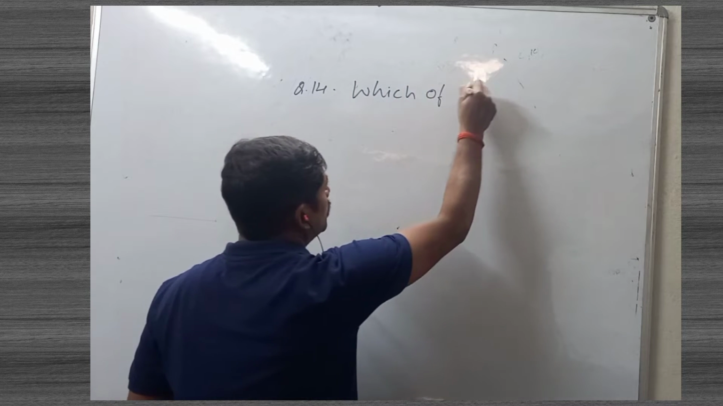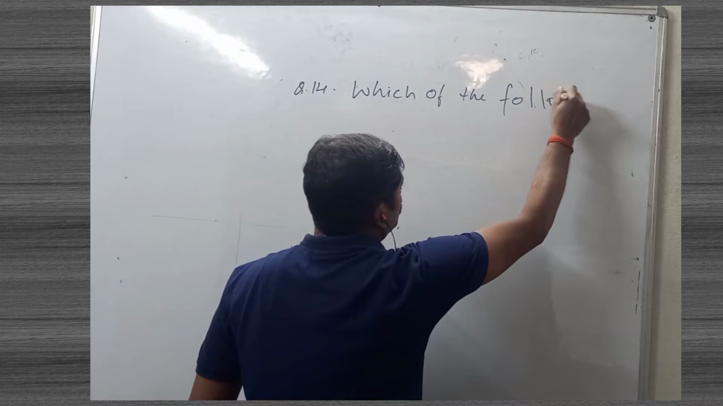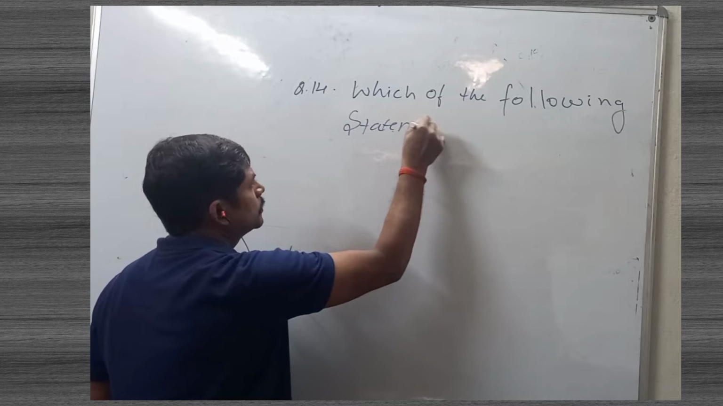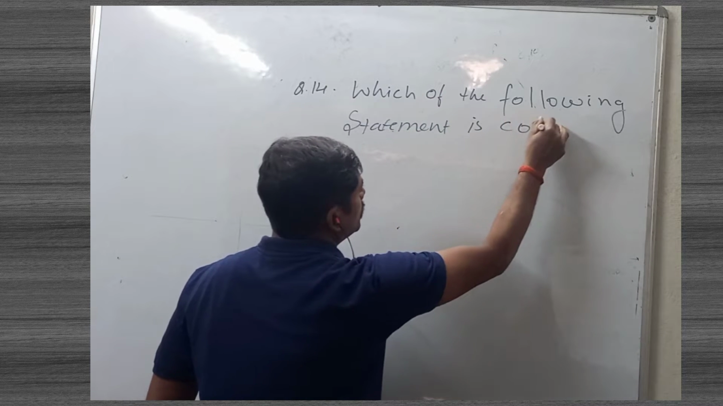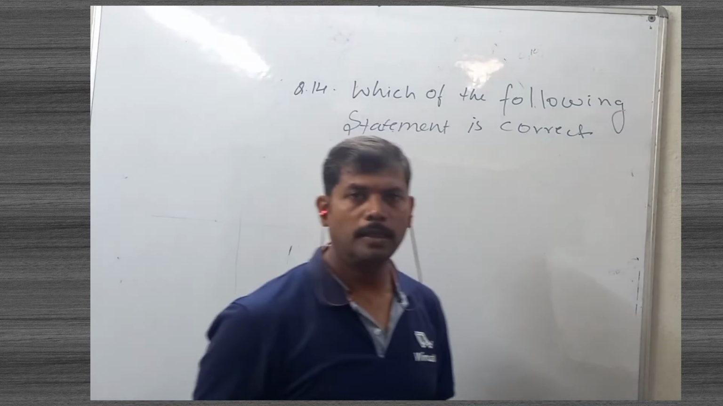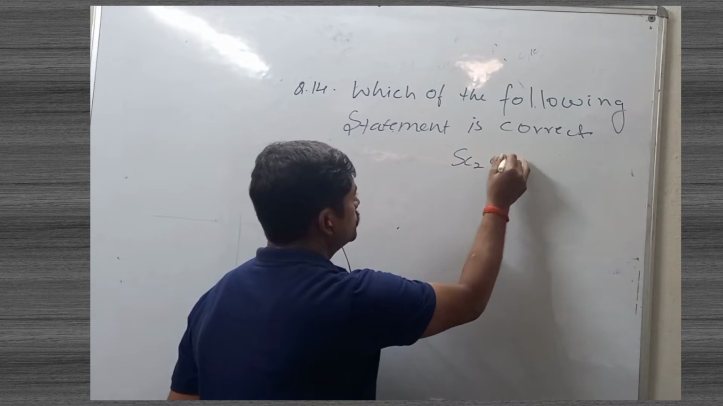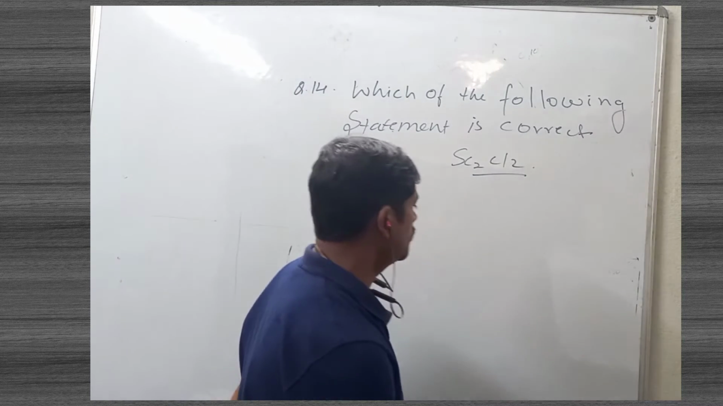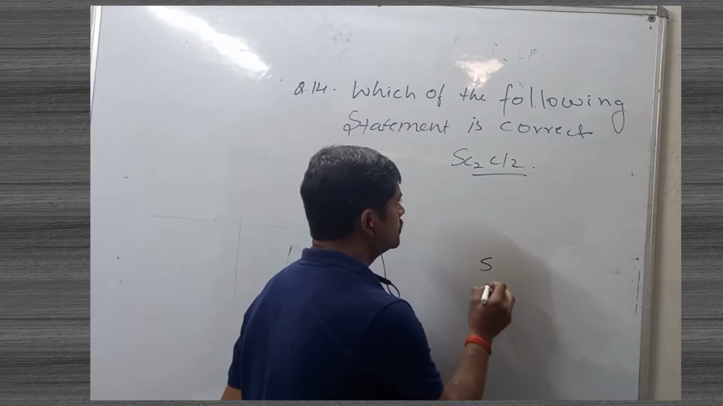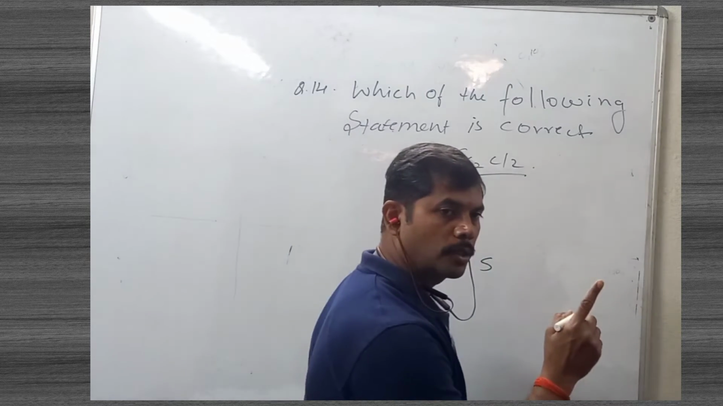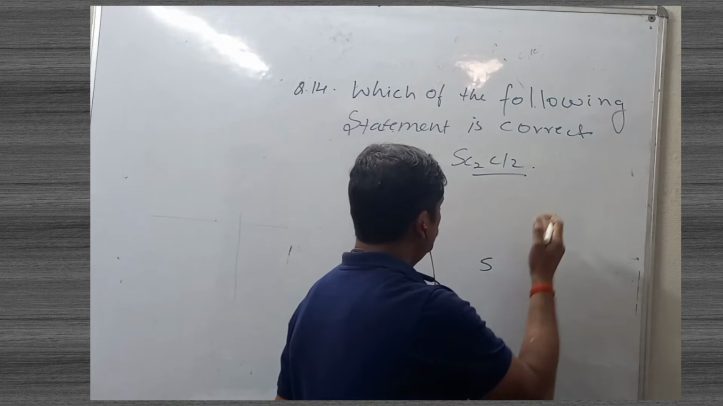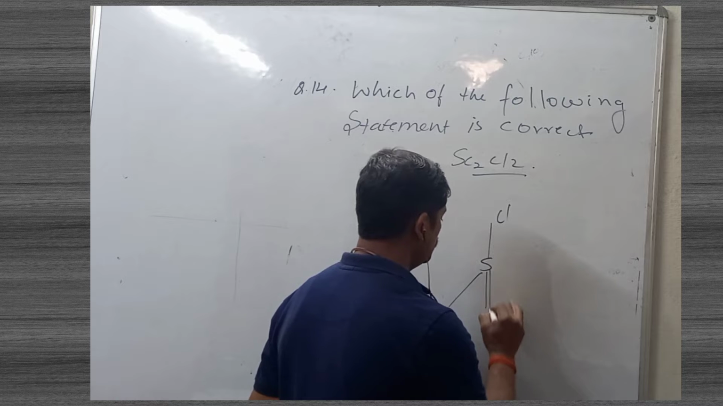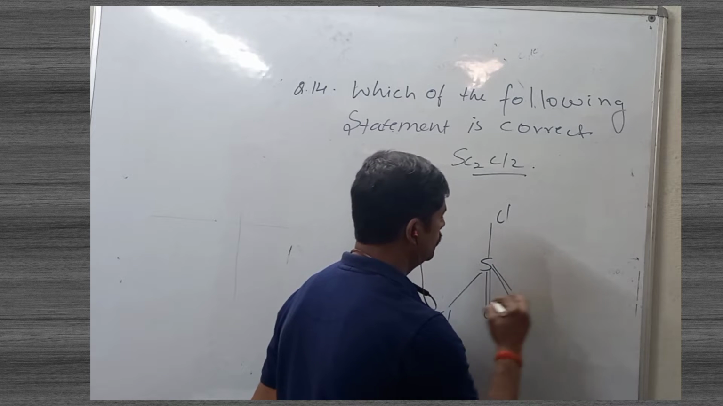Which of the following statements is correct? Right. So here is that S2Cl2. Whenever we are going to see the structures of the S2Cl2, here that S, okay, so S, but our thing is that whenever we are talking about the S, Cl and Cl, here is that O, here is double bond O.